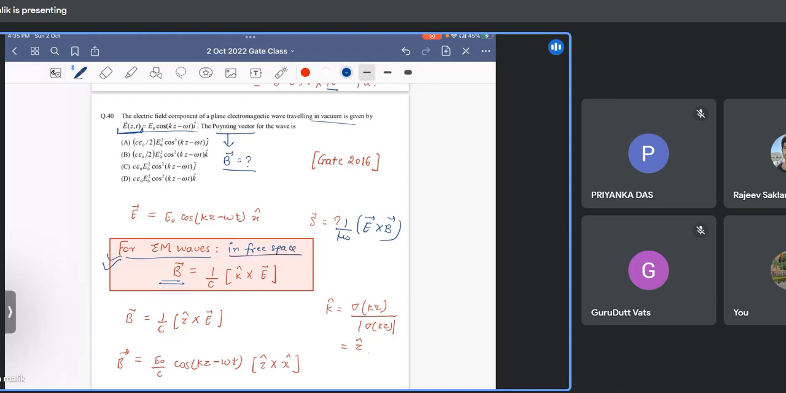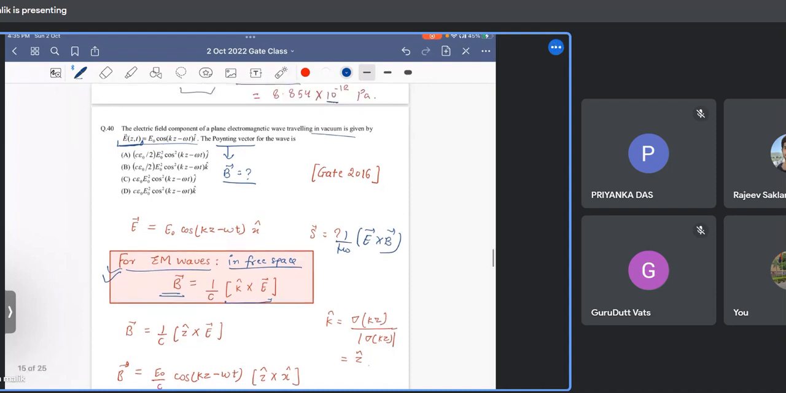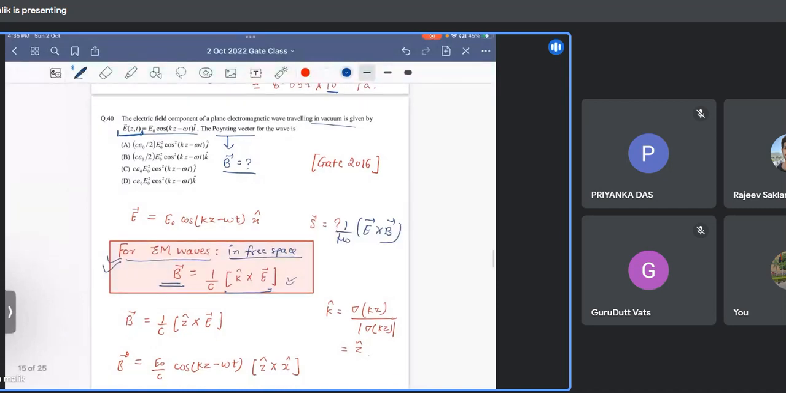So in free space, magnetic field B is related to electric field by this formula: B = (1/c) k cap cross E vector. We will derive this formula later. There is one more question encountered in which we will calculate this, how this came. So magnetic field is given by, here the k cap direction is given by the gradient of this argument. Whenever you take the gradient of kz divided by the magnitude of kz, k will cancel out, so the direction will become z cap direction.